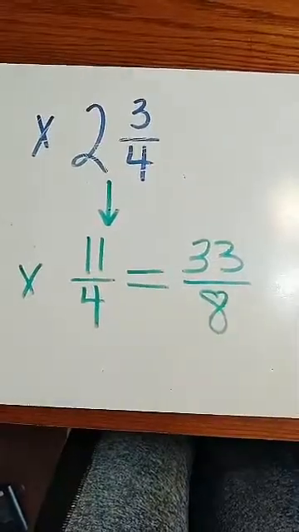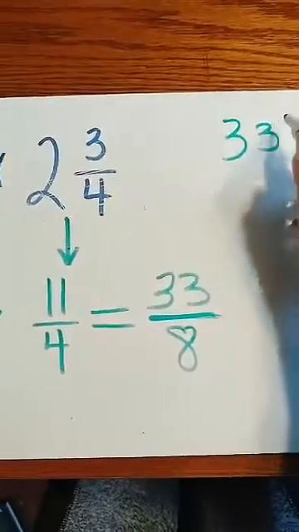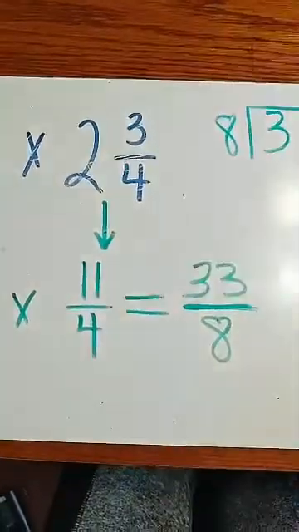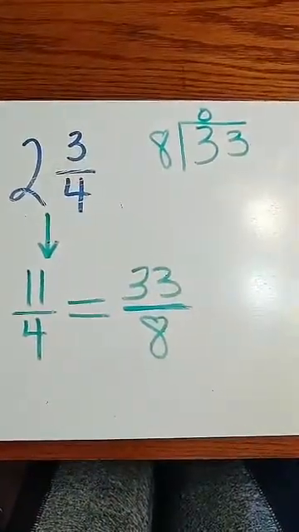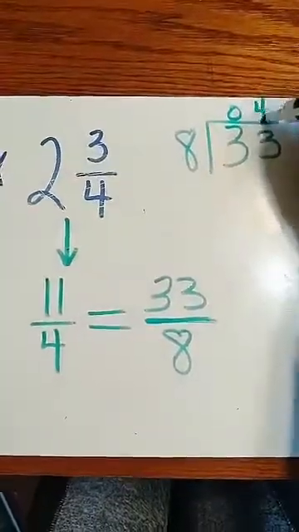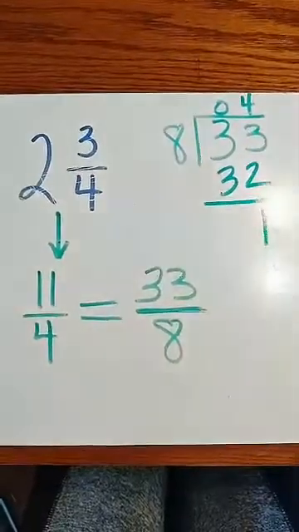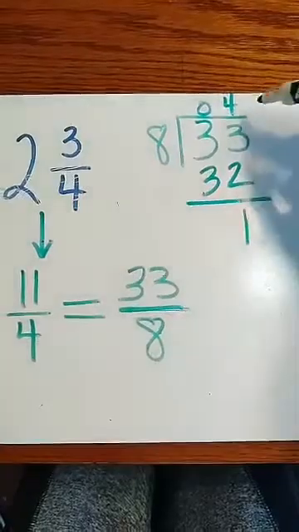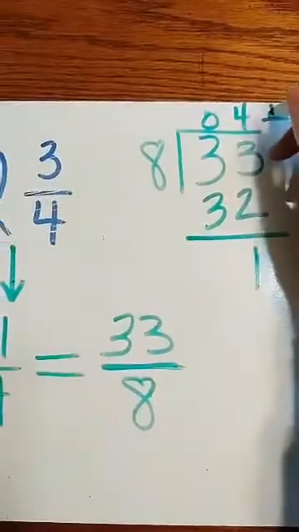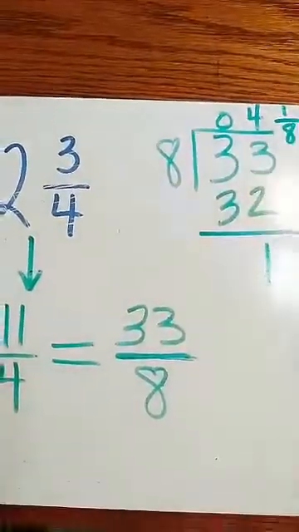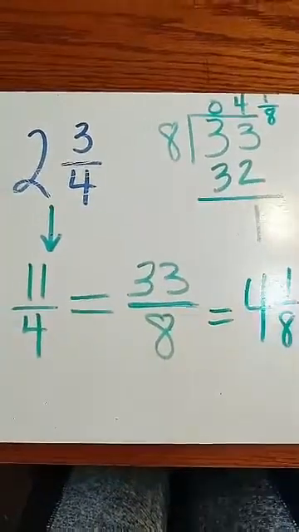It's improper. We need to make it a mixed number, so we're going to divide 33 divided by 8. 8 won't go into 3, but it will go into 33. Think about it. You got it, 4 times. 8 times 4 is 32. I'm going to subtract. I get 1 for remainder. I can't just put remainder 1. I make this into a fraction. My remainder is my numerator. My divisor is my denominator. 4 1/8 is my answer.